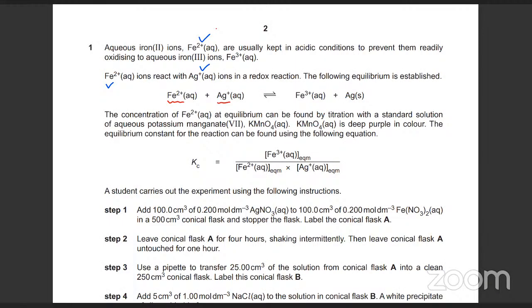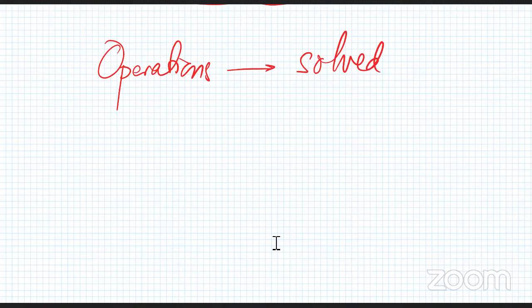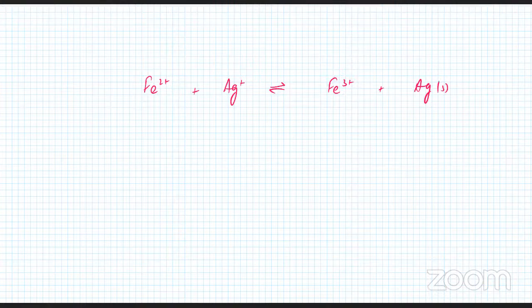Now this is a reaction. So the reaction is this one. You've got Fe2+ and it's reacting with Ag+ and they're forming an equilibrium. It's producing Fe3+ and silver solid is being produced as well. Now remember, silver is a solid, the other ones are all aqueous.